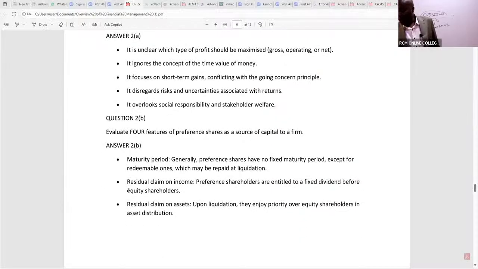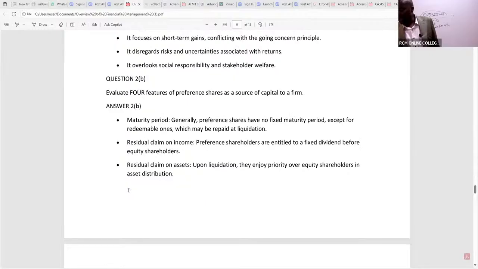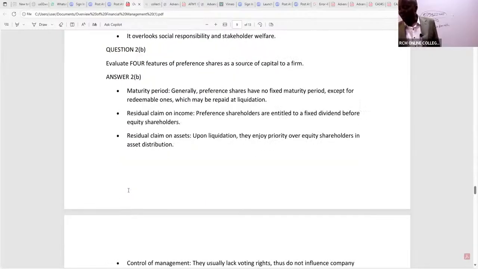So evaluate 4 features of preference shares as a source of capital to a firm. Maturity period. Generally, preference shares have no fixed maturity period except for redeemable ones, which may be repaid at liquidation. Remember, we have irredeemable. Irredeemable, they don't have fixed maturity period. And then in this case, redeemable, from the word redemption, they have a maturity period.